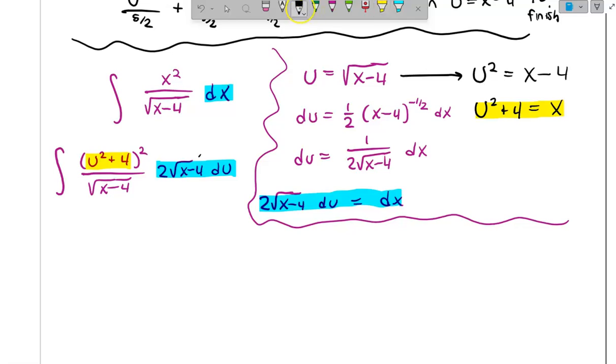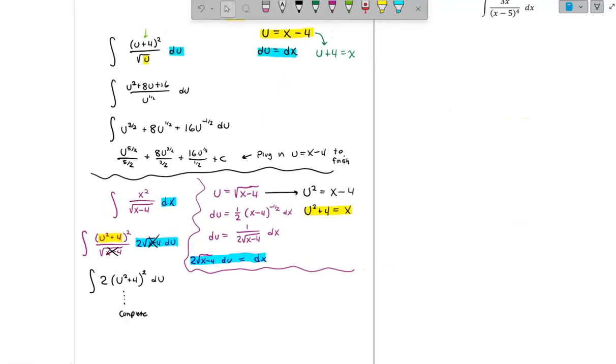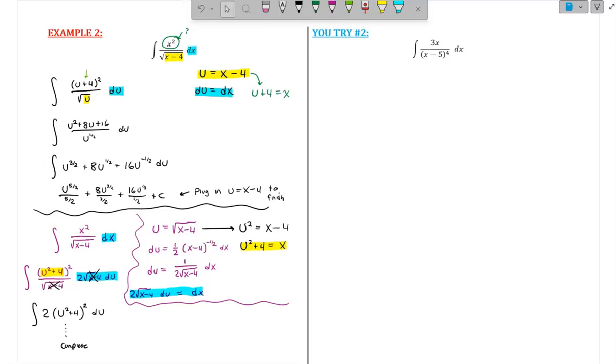And now what's going to happen is the x minus 4s are going to cancel, and you're left with a much simpler 2 u squared plus 4 quantity squared du. Yes, you'd still have to FOIL this and still need to solve, okay? But this is another way that you can handle this. So you can look at the two and kind of make a decision of which one's going to be the better route for you, all right? Now, you have a you try problem number 2 as well, so I'd like you to go ahead and try this out as well, and I'll be back on screen in a moment with answers to these.